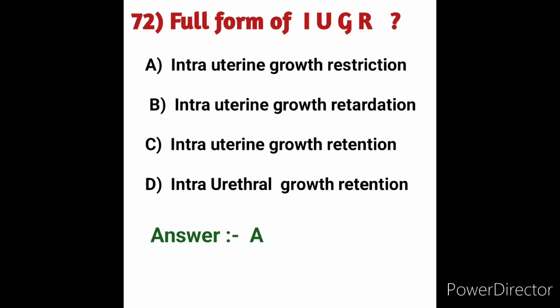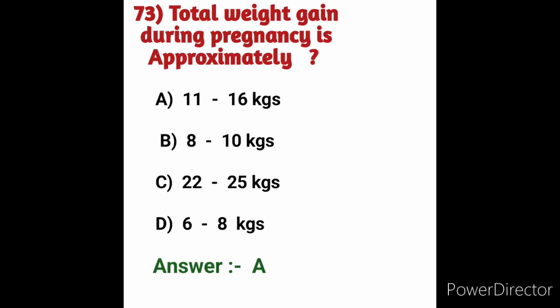Next we will move to question number 73. Total weight gain during pregnancy is approximately. Option A 11 to 16 kgs. Option B 8 to 10 kgs. Option C 20 to 25 kgs. Option D 6 to 8 kgs.